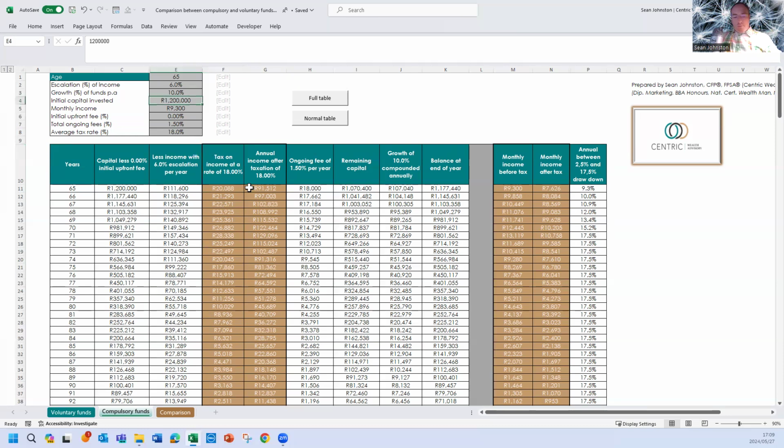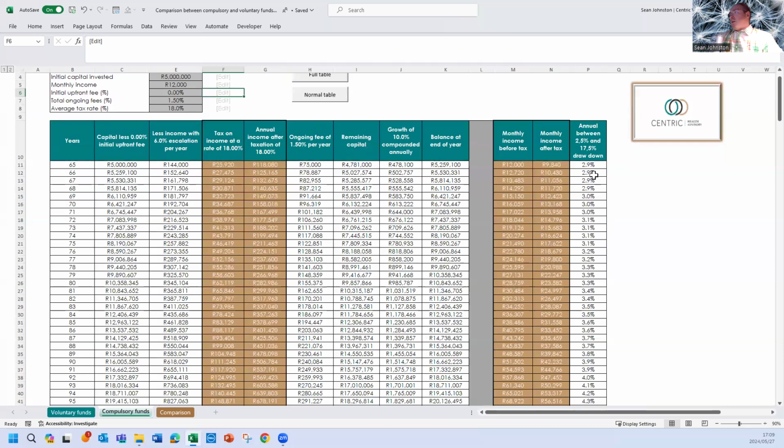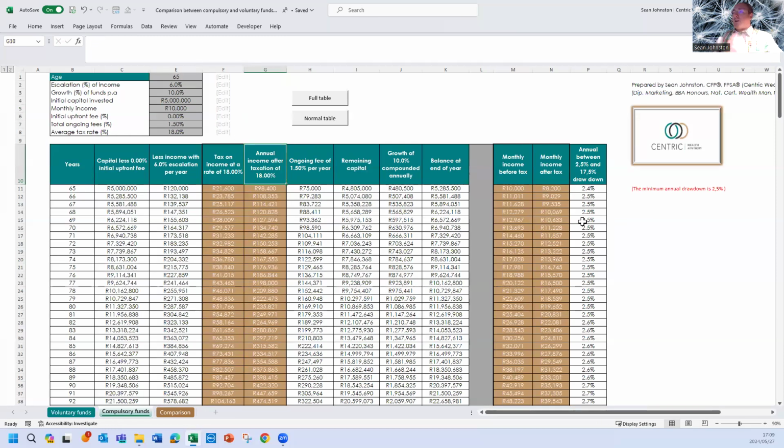Obviously, if it's a larger capital amount, let's say it was 5 million Rand, and the client was drawing down 12,000, it's quite low. Just bearing in mind it is between 2.5 and 17.5. So if you were to put in 10,000 over here, there'd be a warning saying that you actually can't. You have to increase it to the minimum. So let's work on 15.